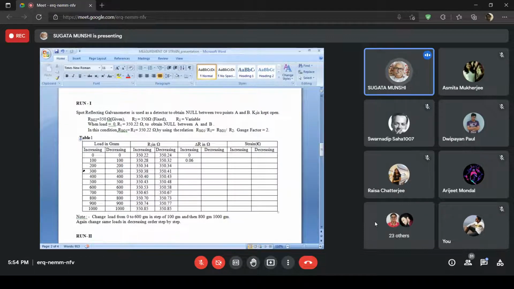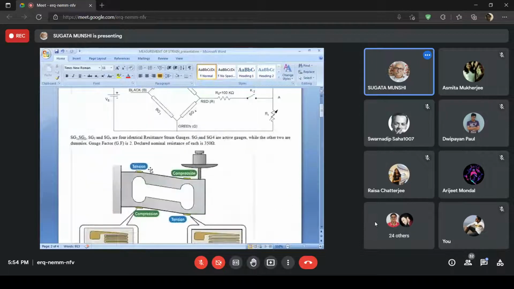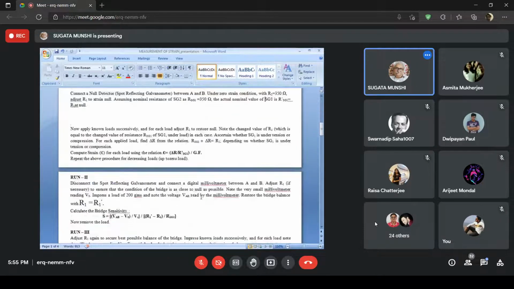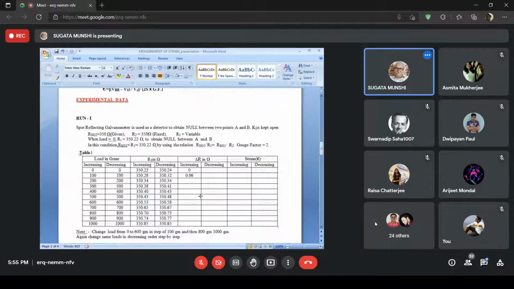So, when you apply 100 grams, R1 changes to 350.28, the value of R1 required to achieve balance. Remember that whatever value R1 is taking here, it is actually the value of the strain gauge SG1, because SG2 and R2 both have resistances of 350 ohms. All right. So in this way, you go on increasing the load and balance the bridge again and again.